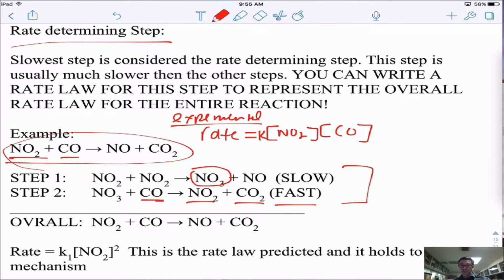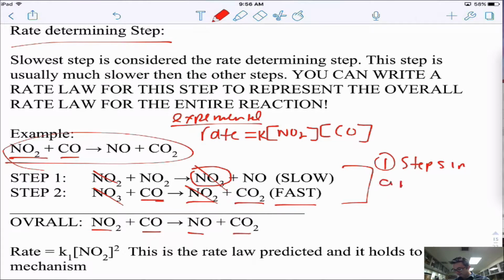So these 2 steps in a mechanism, look at what happens. In a mechanism, the steps need to add up to the overall reaction. So the NO2 will cross out with this NO2, the NO3 will cross out with this NO3, I'll be left with NO2, CO, NO, and CO2. That's my overall reaction.